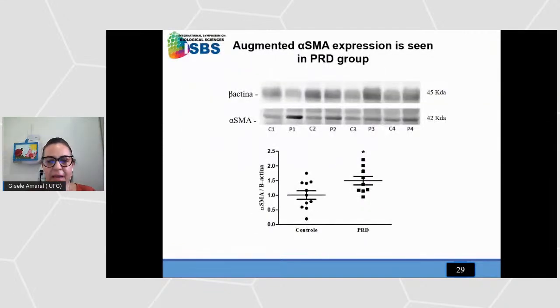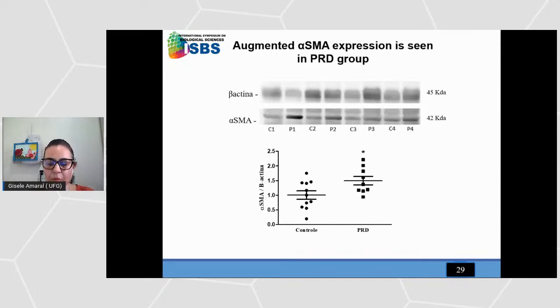So the next step of our work was to evaluate the expression of the alpha-actin isoform in smooth muscle, and it was possible to verify that prednisone presents an increase of the same. The expression of this protein by vascular smooth muscle cells and by fibroblastic cells of the stroma is associated with a pathological condition that leads to fibrosis.